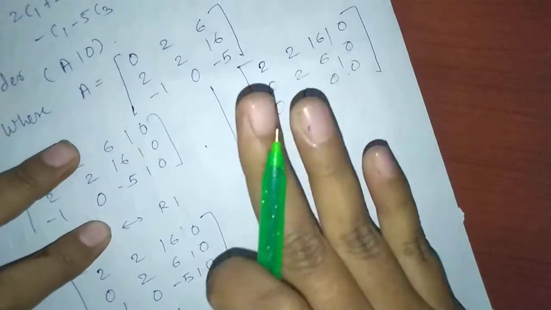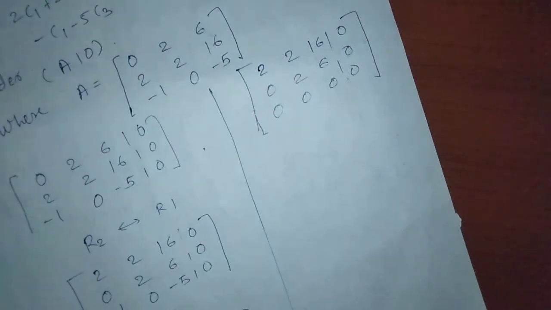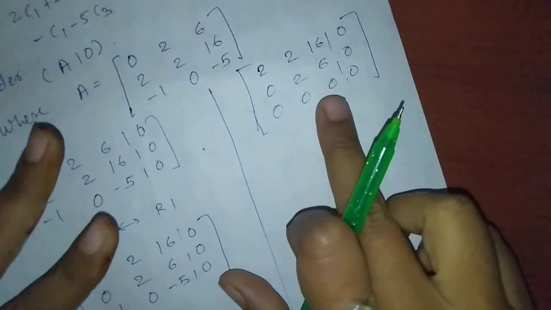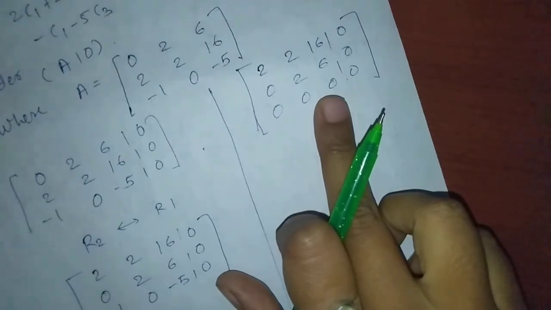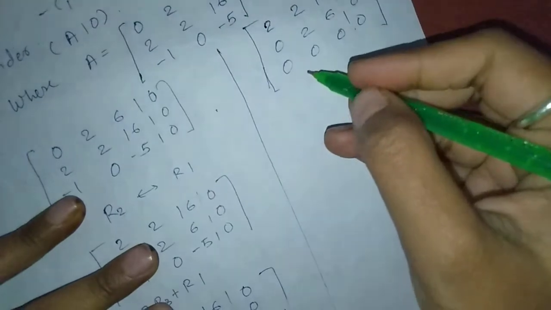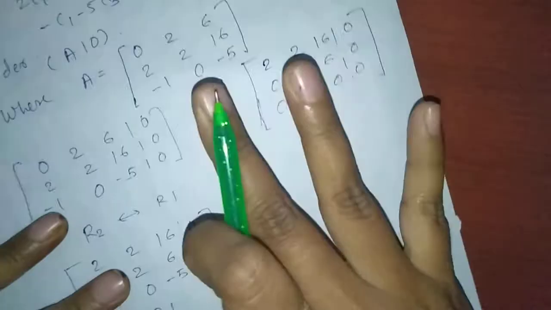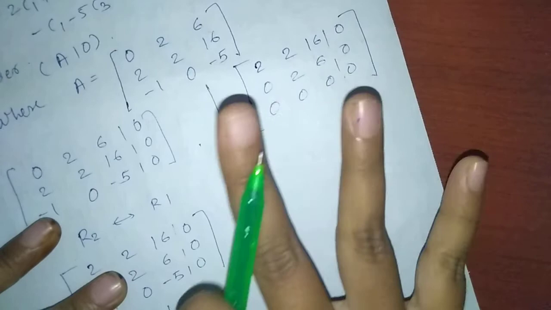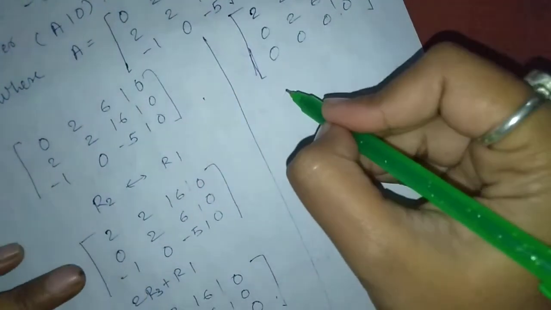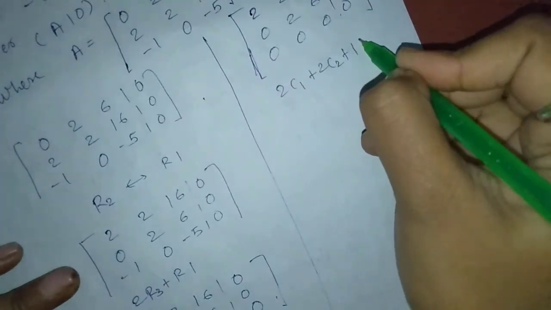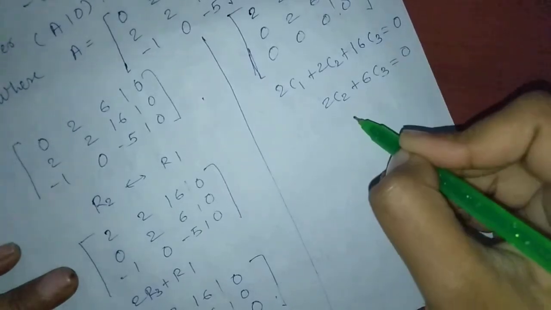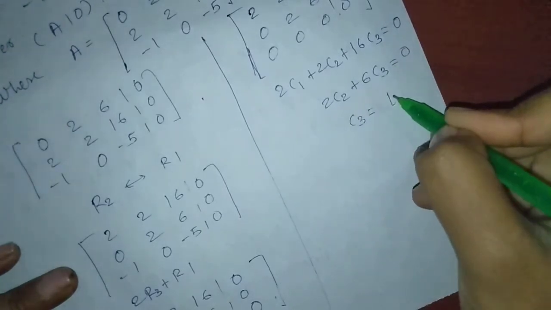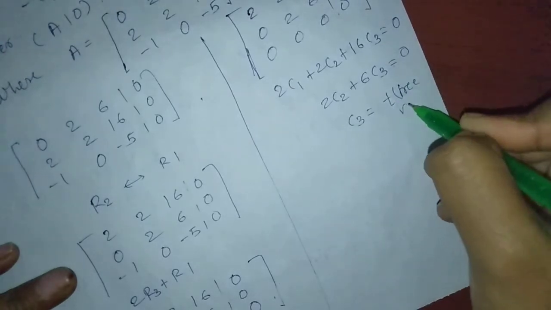Here you can see that pivot positions occur in only two rows and two columns. In the third column there is no pivot position, so we take the third variable as a free variable. This means the given system is consistent, which means it has a solution. 2c1 plus 2c2 plus 16c3 equal to 0, 2c2 plus 6c3 equal to 0, and c3 is a free variable. Put c3 equal to t.